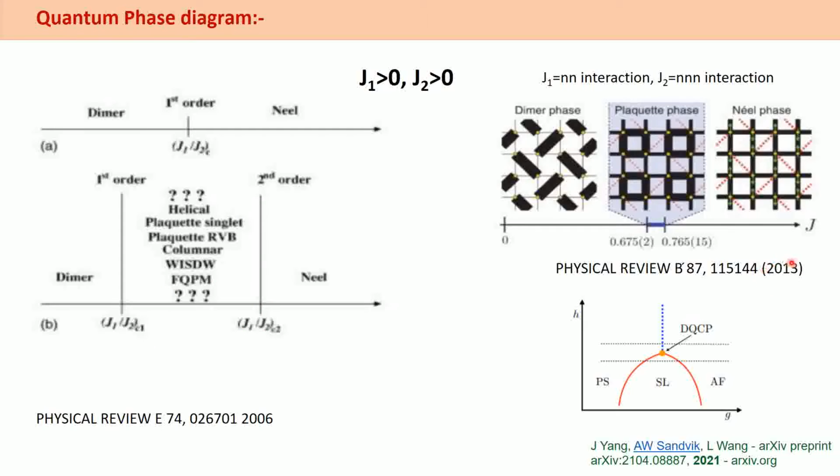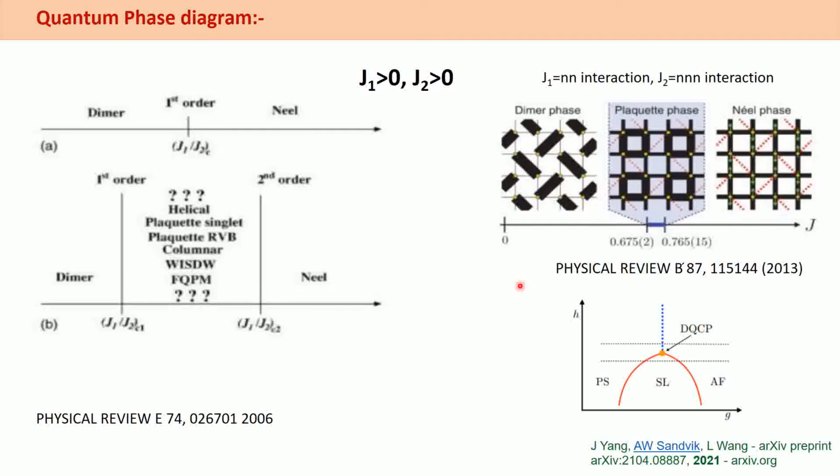In 2013, in this paper, it was shown that a plaquette phase is formed between the dimer and the Néel order phase. And recently, in 2021, Sandvik showed the existence of a spin liquid phase between the plaquette and the Néel order state. So this is the phase diagram of the antiferromagnetic Sutherland model.